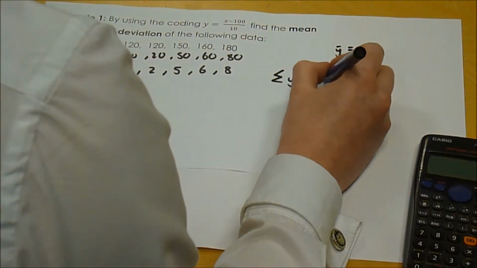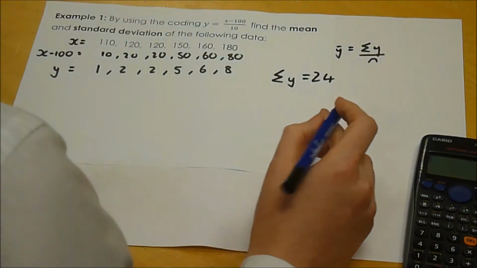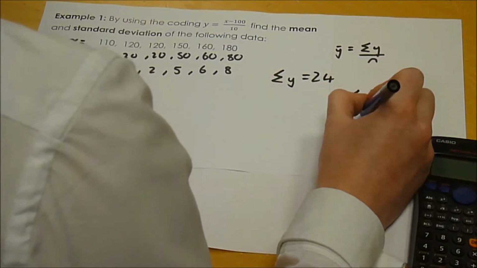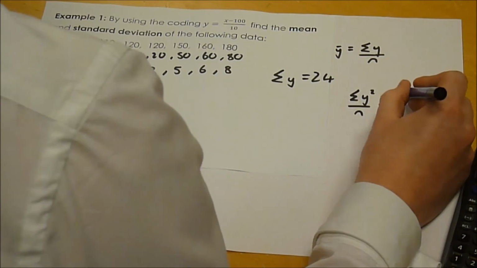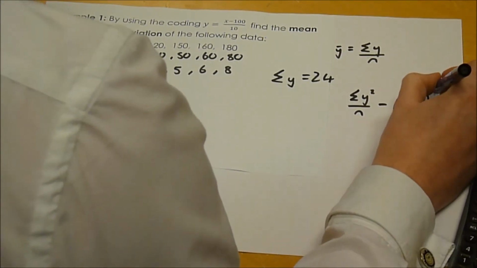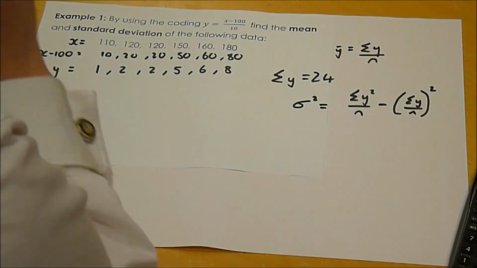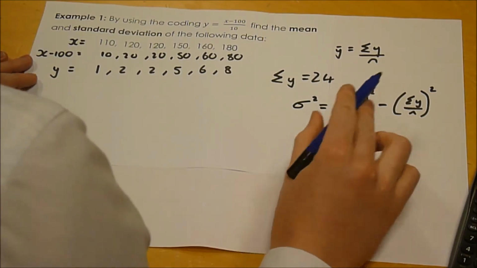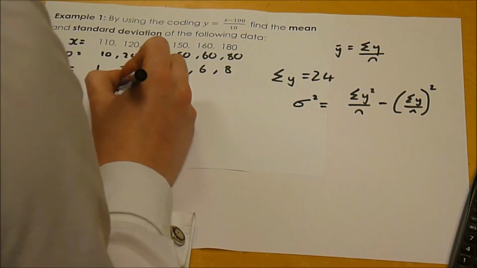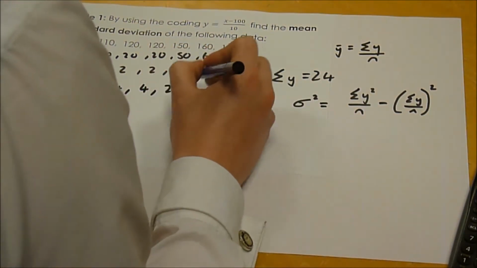Then standard deviation, what's that? It's the mean of the squares, so y squared, minus the square of the mean. And that's variance, so then I have to square root to get standard deviation. I'm going to need sum of y squared, so I'll do a y squared column.